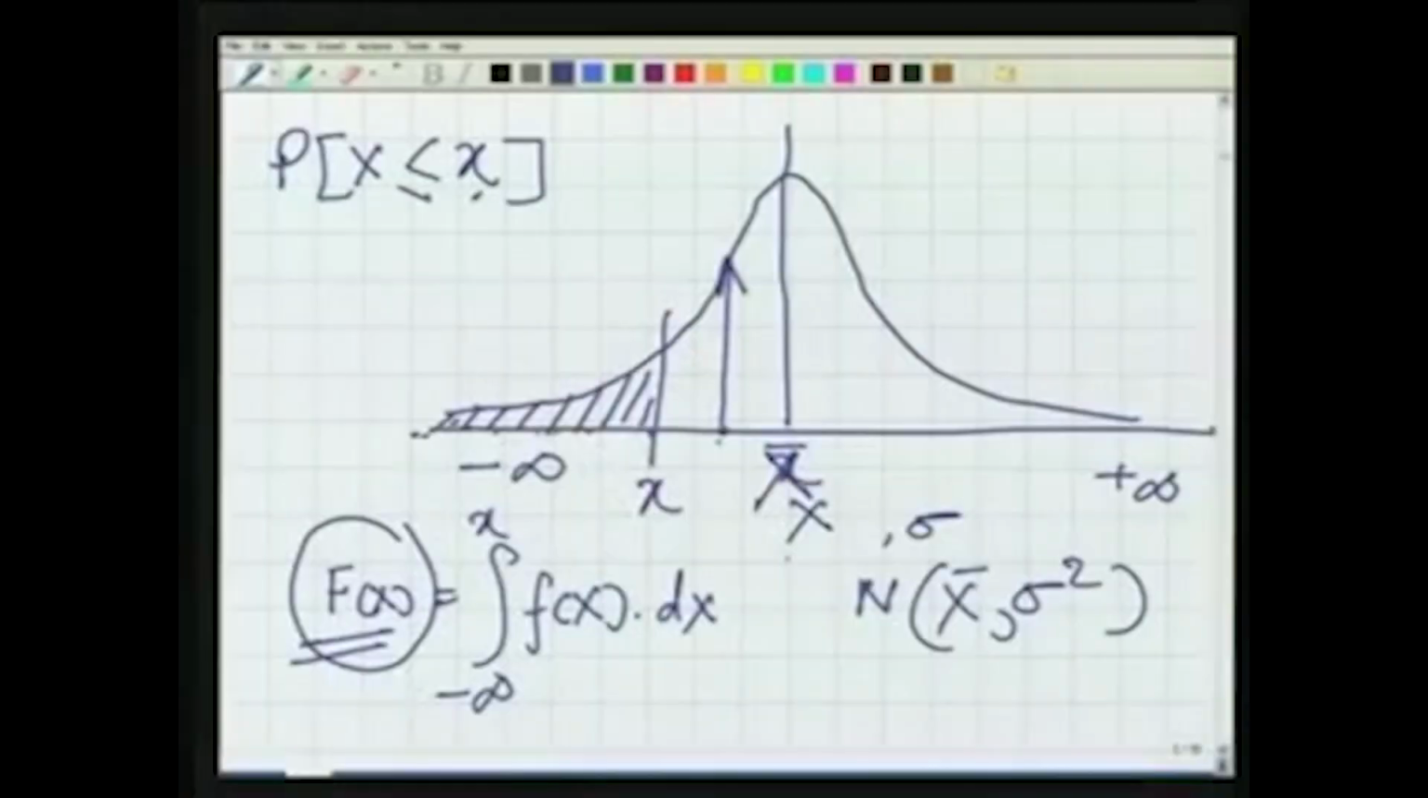So, we say this is the cumulative probability distribution or density function, because this is the probability density function, and if F(x) is being plotted with x, that will become the cumulative probability density function. Many times this is also called simply the distribution function.